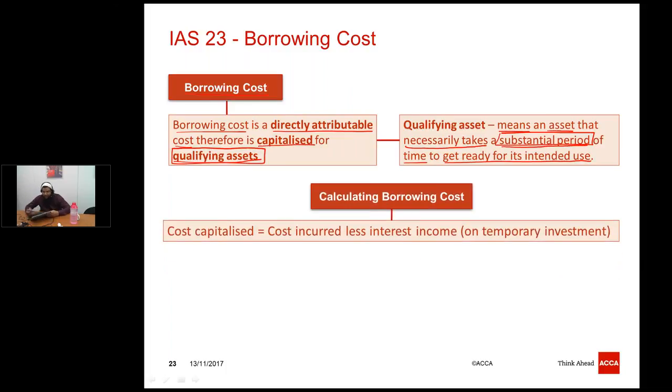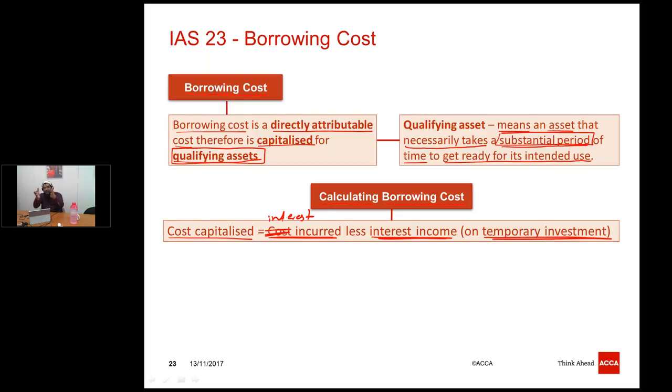Now, what is the accounting? The first thing is that you have to calculate the borrowing cost. How do we calculate the borrowing cost? The cost that will be capitalized is equal to cost incurred. The cost, by cost we mean interest, or I would say it's better to write interest incurred less any interest income. If we have temporarily invested the amount somewhere and we are gaining interest income on that, so the interest that I'm paying to the bank minus the interest that I'm receiving from someone.